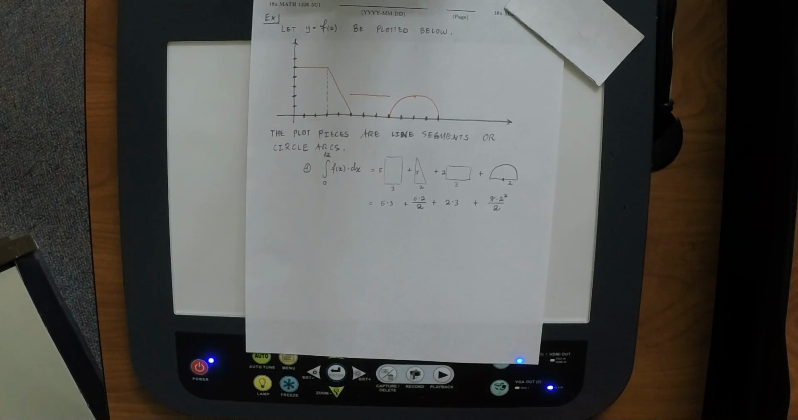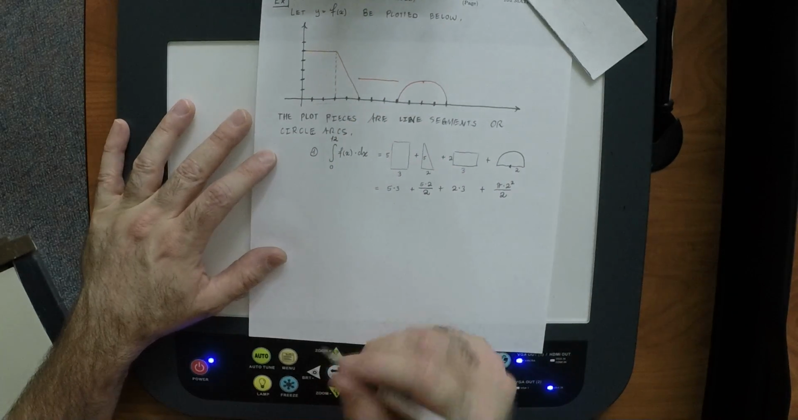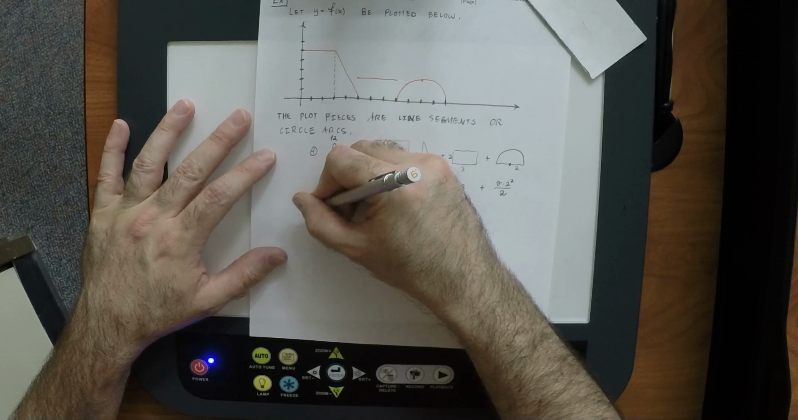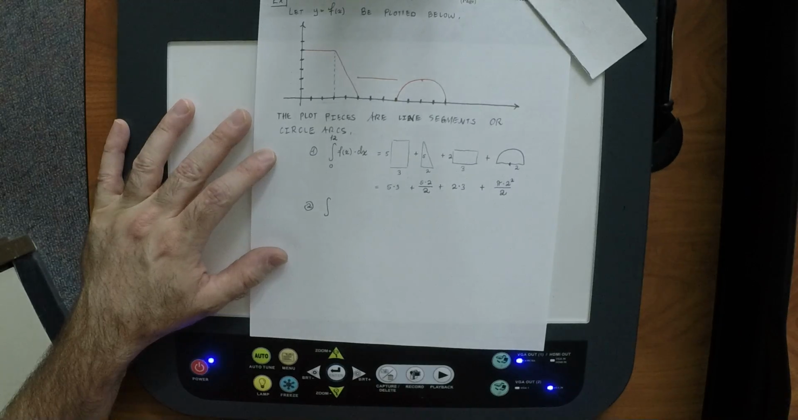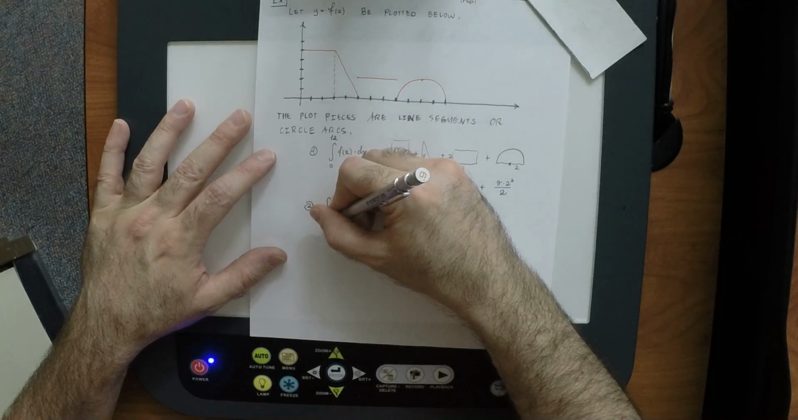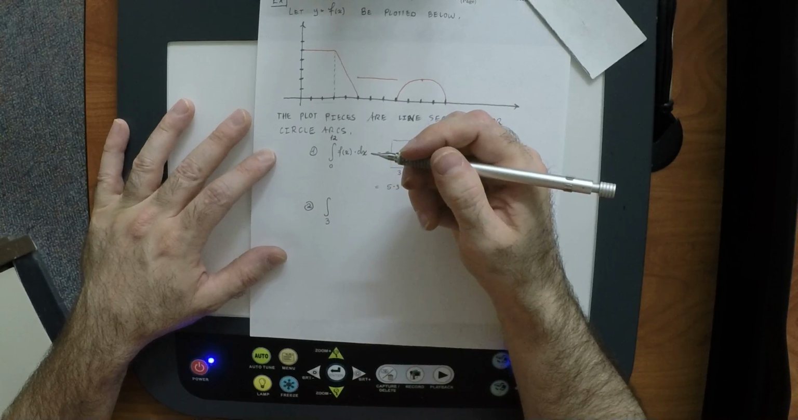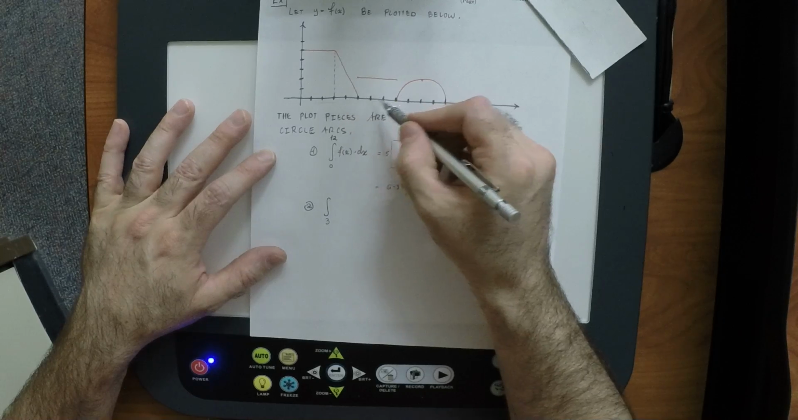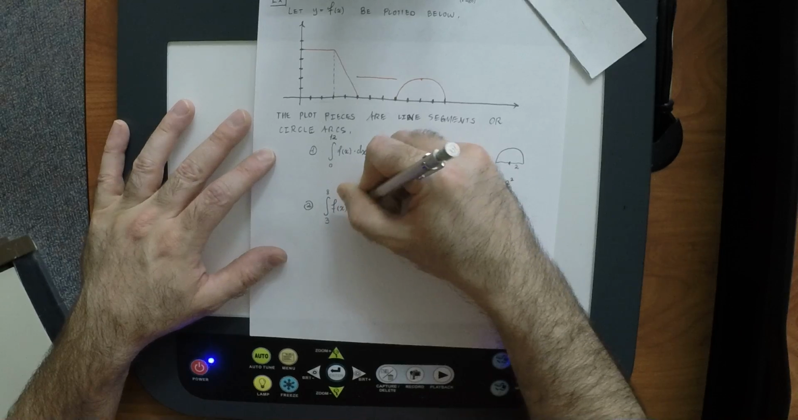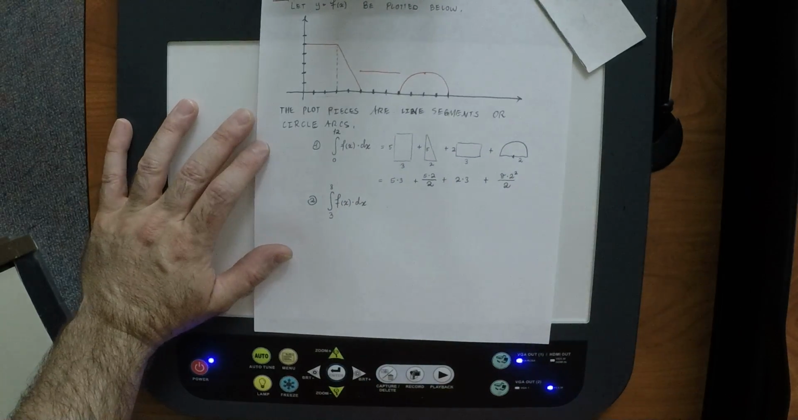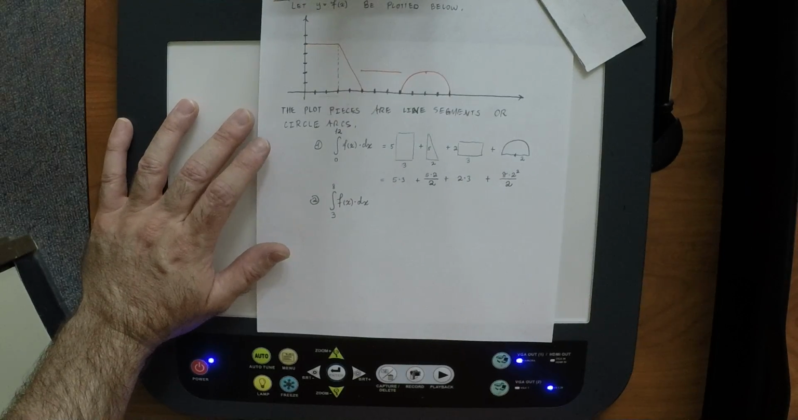Any question about this? What if I was to ask for, say, something like this? Say the integral from 3 to 8. Is it the same answer as before? Okay, if it's not the same answer as before, then why not?